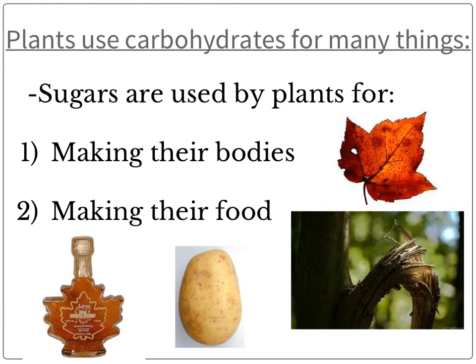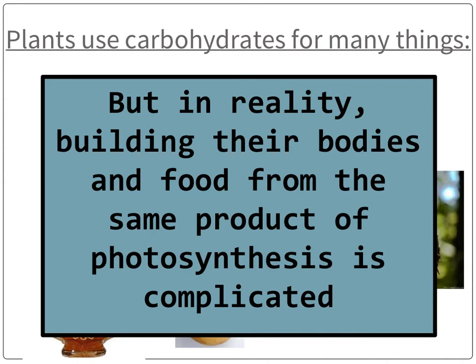The sugars are used for making their bodies, so the structural parts of how they're made up, these leaves, for instance, or this bark, and for making their own food. So the syrup here, and then this potato is food in the form of starch and simple sugars. But think about this for a second. They're building their bodies and their food from the same product of photosynthesis.